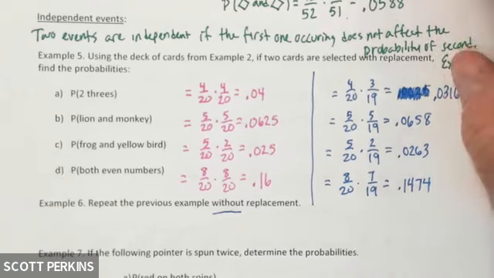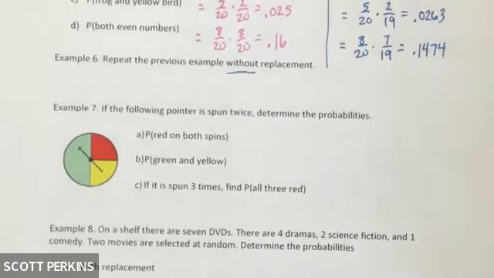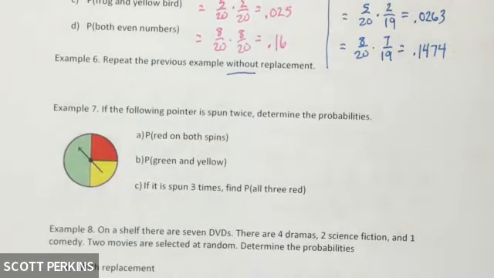All right. So now, if you're good with everything else, let's go down to example 7. I'm going to give you a minute or two to go through those 3 problems. You're using the spinner this time to determine the probabilities.